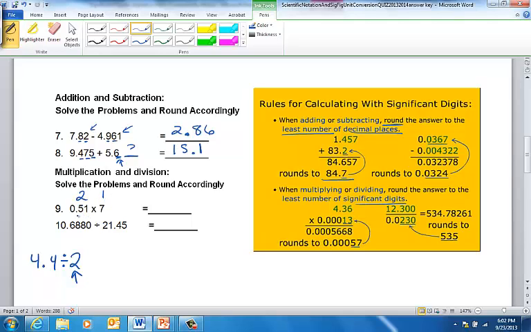So when you divide 0.51 by 7, your answer is in 1 sig fig, 4. When you divide 6,880 by 21.45, 3 sig figs, 4 sig figs. So therefore, we're going to be limited by our least number of significant figures, which is 3. And so when we do the math and we round, it would be 321.